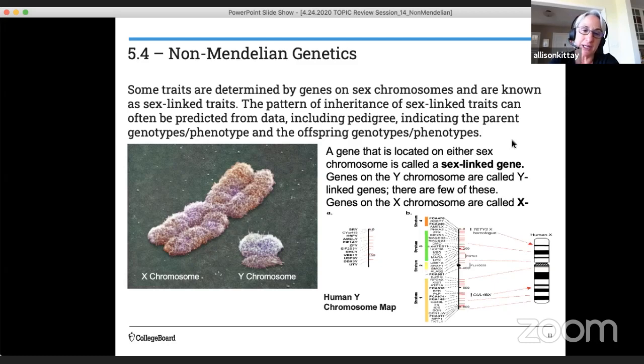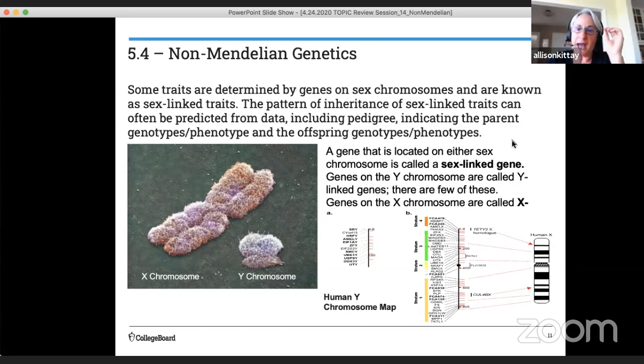So the image that you're looking at on the left is an X chromosome and a Y chromosome. And I really want you to see the difference in size. The X chromosome is much larger than the Y chromosome. And so now if you look at the image on the right, you can see that this is not exhaustive, but there are many, many traits that are carried on the human X chromosome. Compared to the human Y chromosome, there are really only a few traits that are carried on the human Y chromosome.